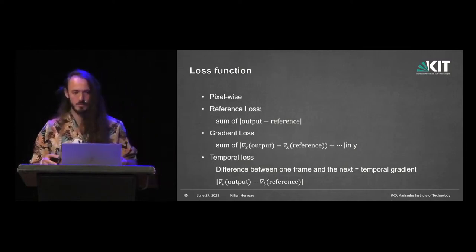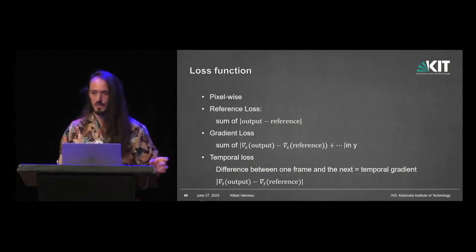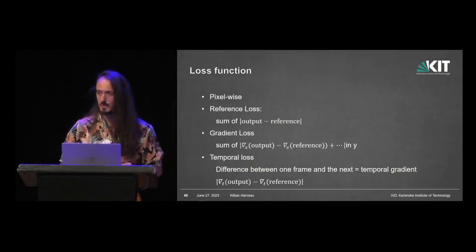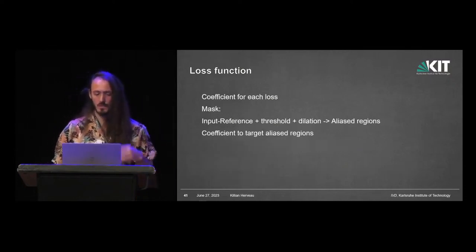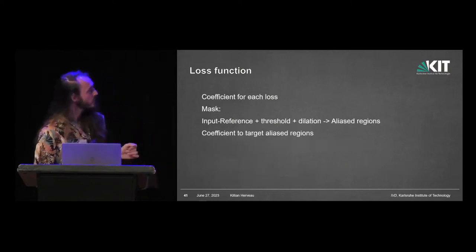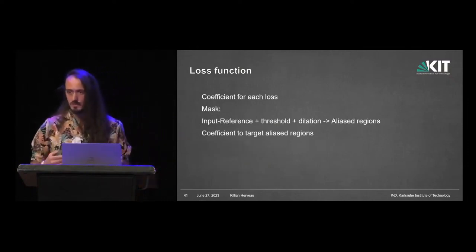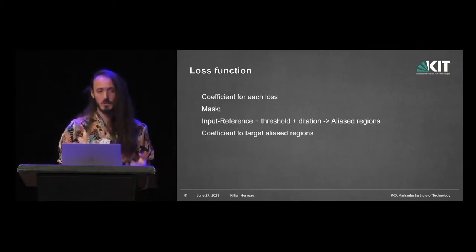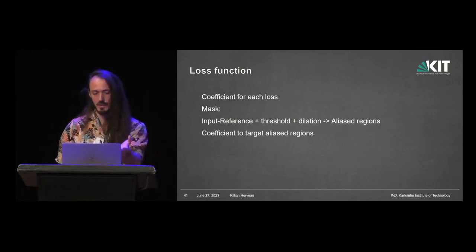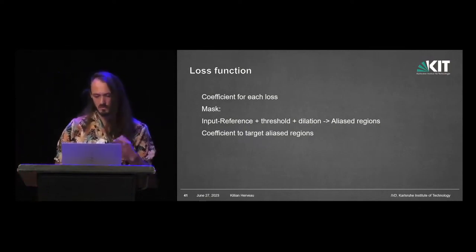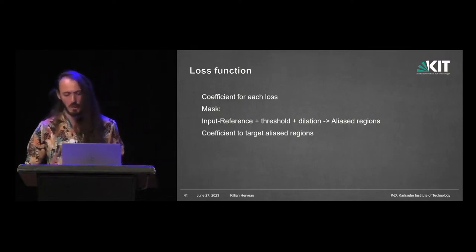And the thing is, they have different ranges. So if you compute a gradient, it's not going to have the same range as a simple difference between two images. So we need a coefficient for each loss. That's what we use to adjust the relative importance of each of these losses. And we also use a mask, which allows us to target specifically the regions that have more aliasing. So you can see how we do that here. It's just a simple operation. You can find more details of that in the paper.